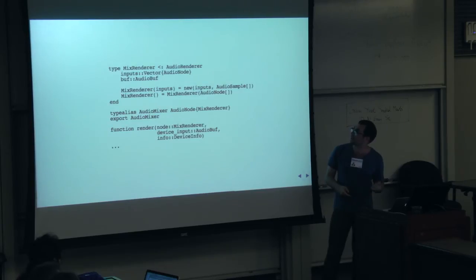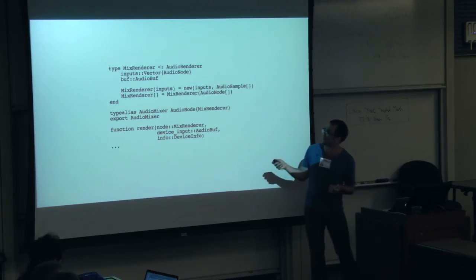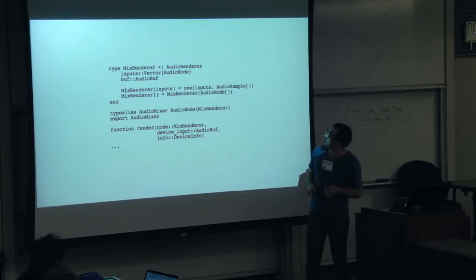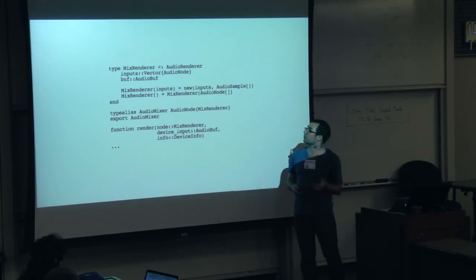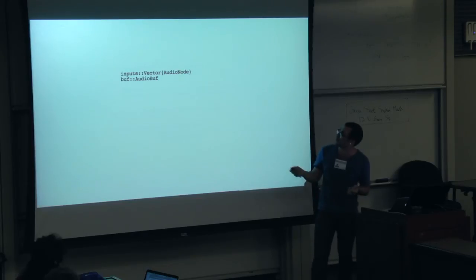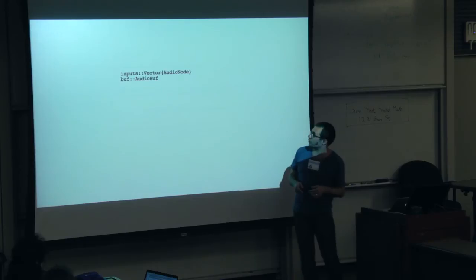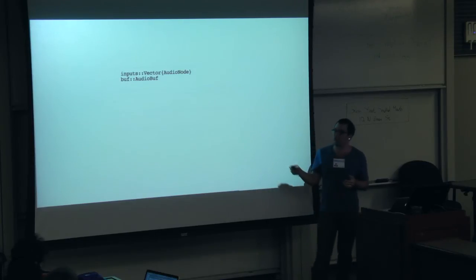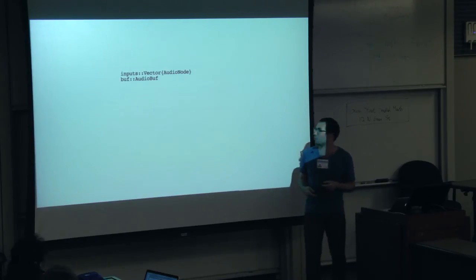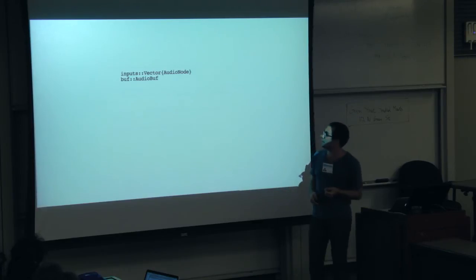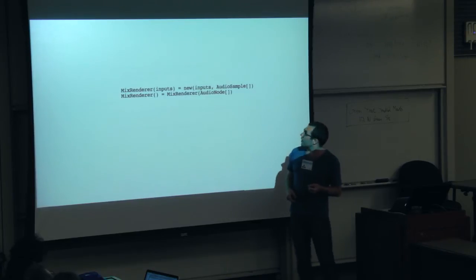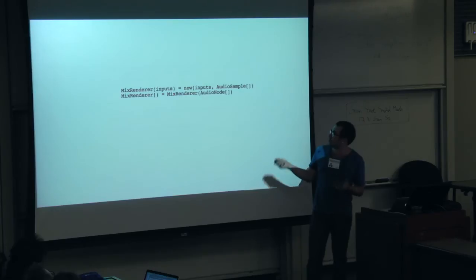This is an example of one of these renderers. This one takes a set of inputs and mixes them together. It can have an arbitrary number of these audio node inputs. It stores a buffer so that it doesn't have to reallocate that every render cycle; it can reuse some of that same data. And then this is how you instantiate just the renderer.